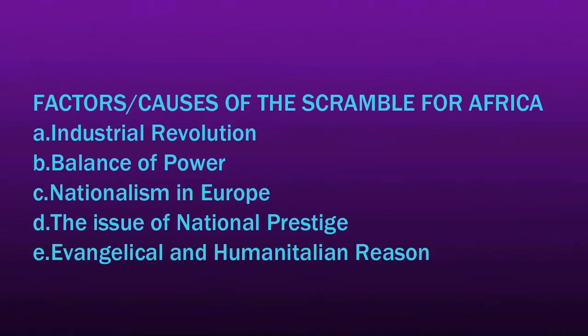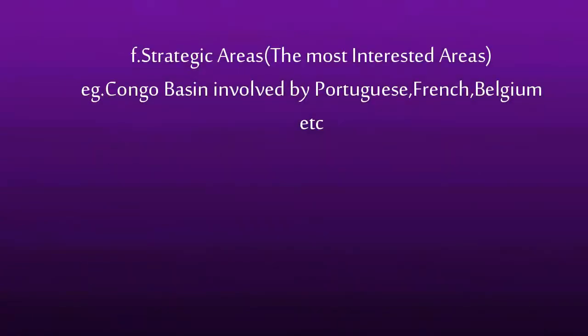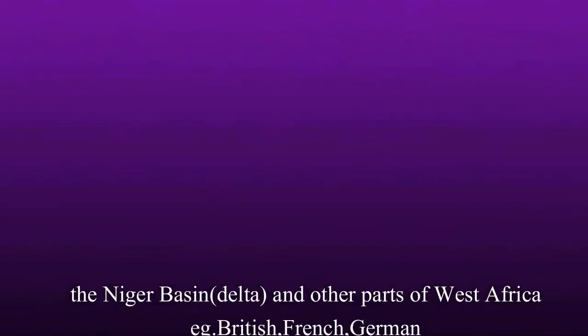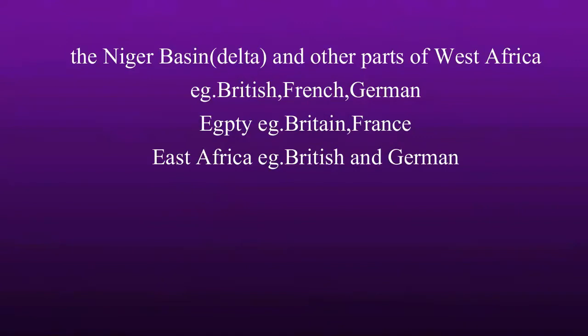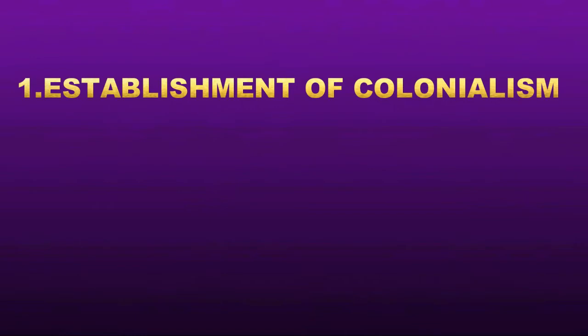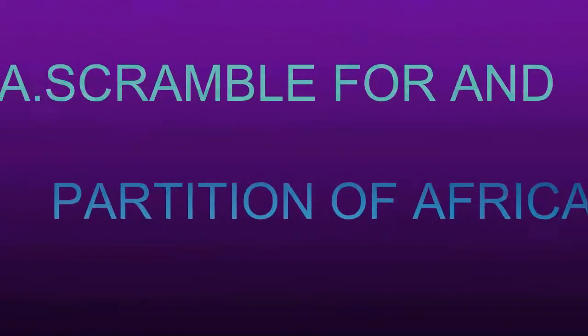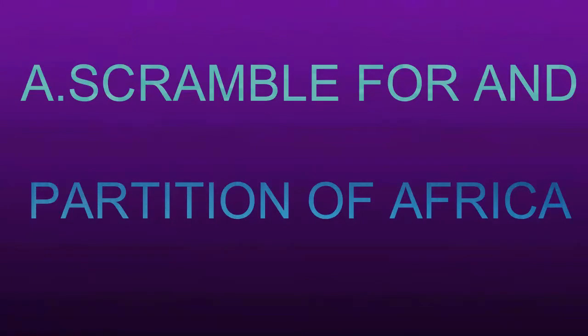Also we looked at the factors or causes for the scramble for Africa. The first one was the industrial revolution, or you can say the effects of the industrial revolution. The second one is balance of power, or you can say a shift in the balance of political power. Also, we looked at nationalism in Europe. Another, the issue of national prestige. And the last one is evangelical and humanitarian reasons.